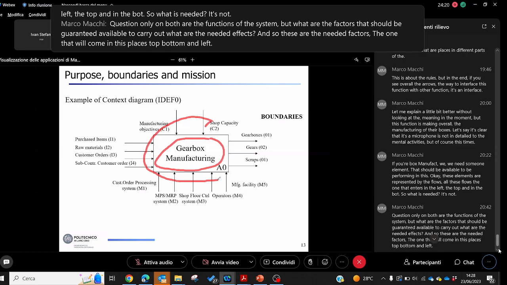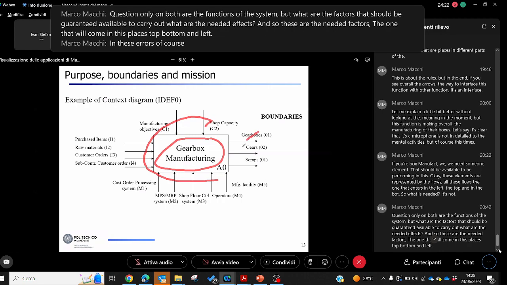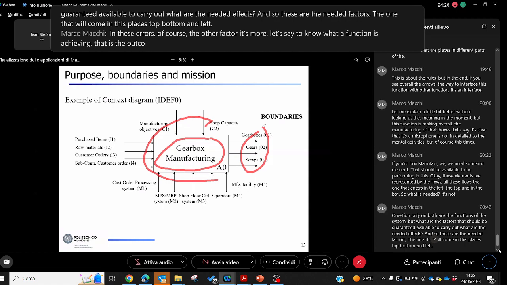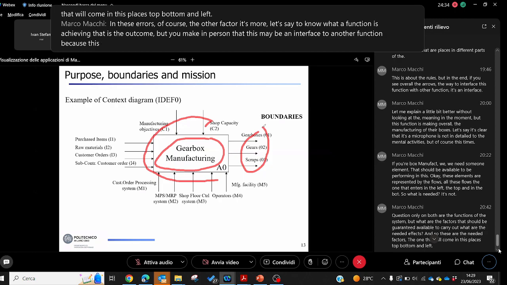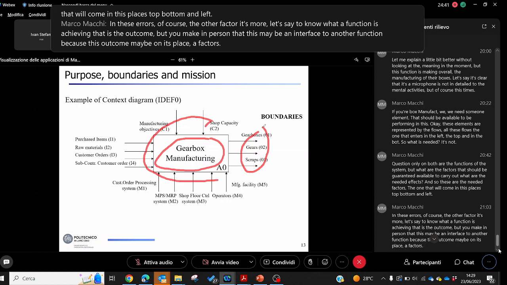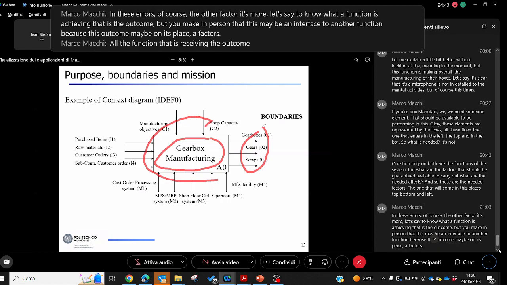Of course, the other factor, it's more, let's say, to know what a function is achieving, that is the outcome. But you may think also that this may be an interface to another function, because this outcome may be, in its place, a factor for the function that is receiving the outcome. Okay? So this is most of the idea of IDEF0. I'm done with the main part, the details.